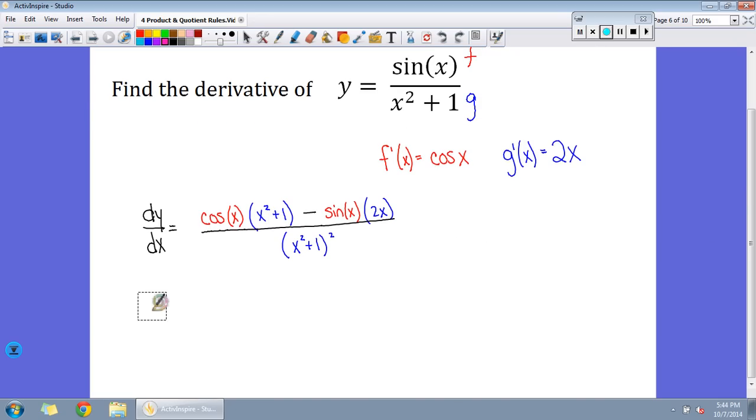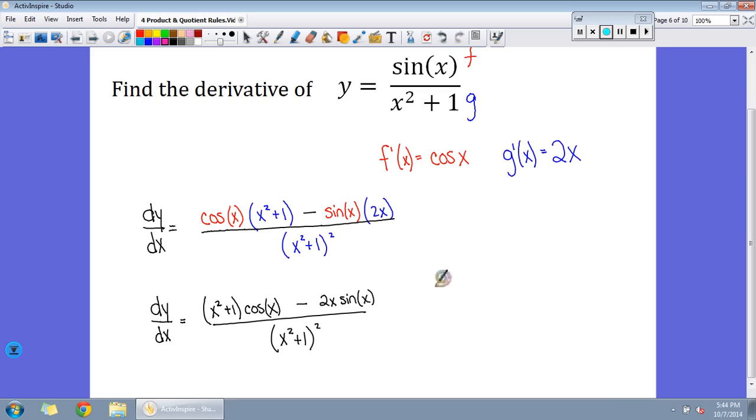There isn't much you can do with this. Usually we rewrite the function so that the polynomial part is in front of the trig function. And something to keep in mind is that sine of x times 2x does not equal sine of 2x squared. This is illegal math.